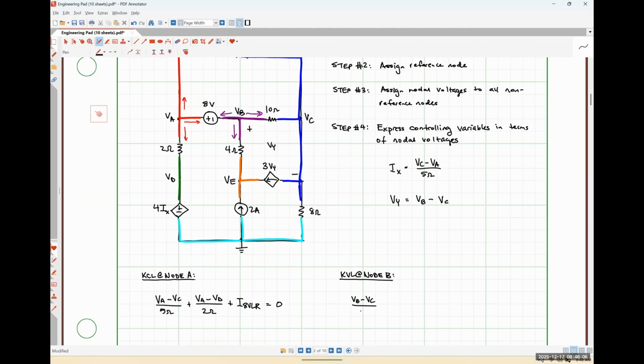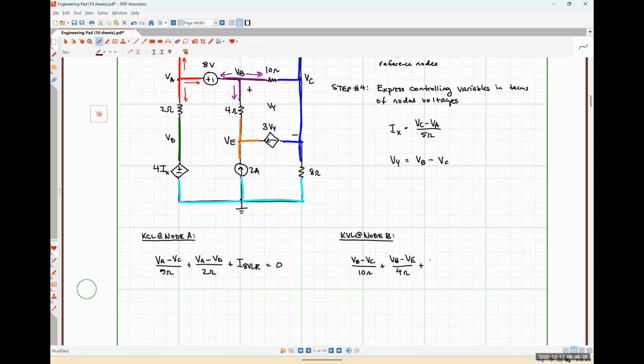Over 10 ohms. Then we'd have VB minus VE over 4 ohms. And then we'd have the current flowing through the 8-volt source from right to left. And again, I'm just going to have to make up another variable here. I8 volts from right to left, and set this equal to 0.